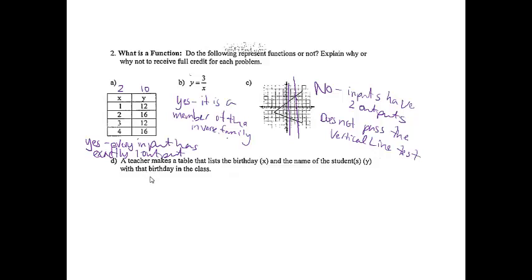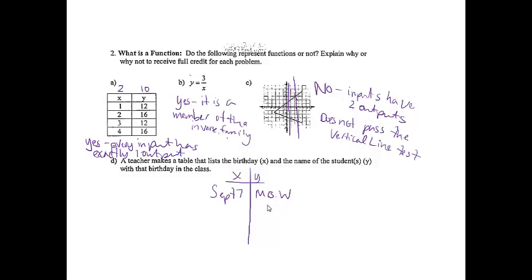Okay, the next one: a teacher makes a table that lists the birthday X and the name of the student Y with that birthday in the class. I always like to make a table for these ones. So X is the birthday. Let's say I'm going to pick mine, September 7, and I'm going to put Mrs. Wiersma. And the name of the student was Y.